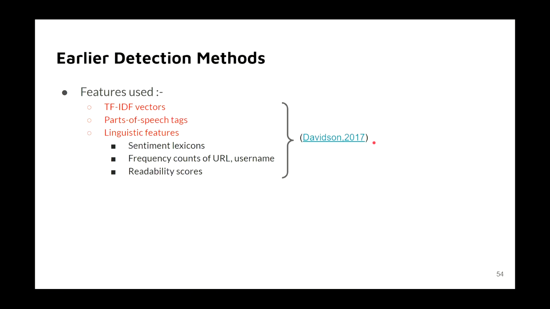Coming to the detection methods, there are different features used. In this paper by Davidson, they have used different features like TF-IDF vectors, parts of speech tags, linguistic features. Linguistic features can be like sentiment lexicons or readability scores. And this is a very good baseline even now.